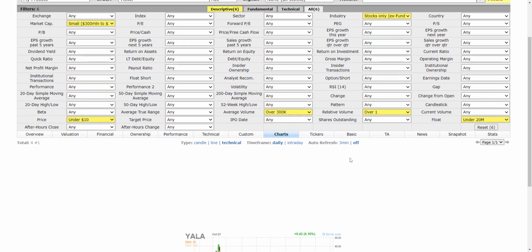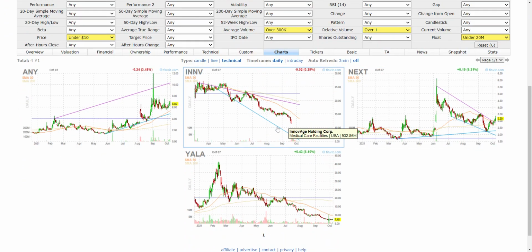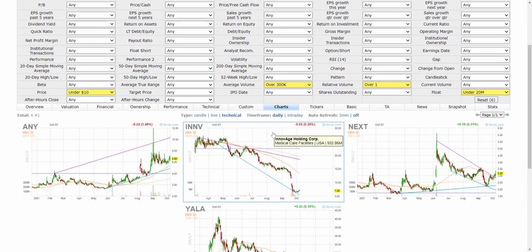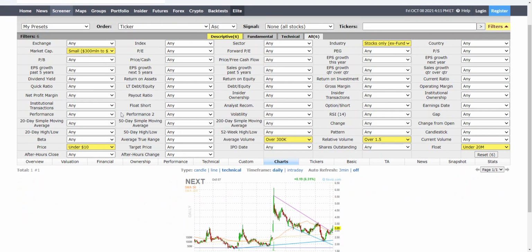If you want to find more stocks, just maybe use the relative volume. As you can see right now, we have 4 potential buys or sells that you can day trade. We can go over 1.25. No, actually not. But yeah, go ahead, screenshot this, guys.